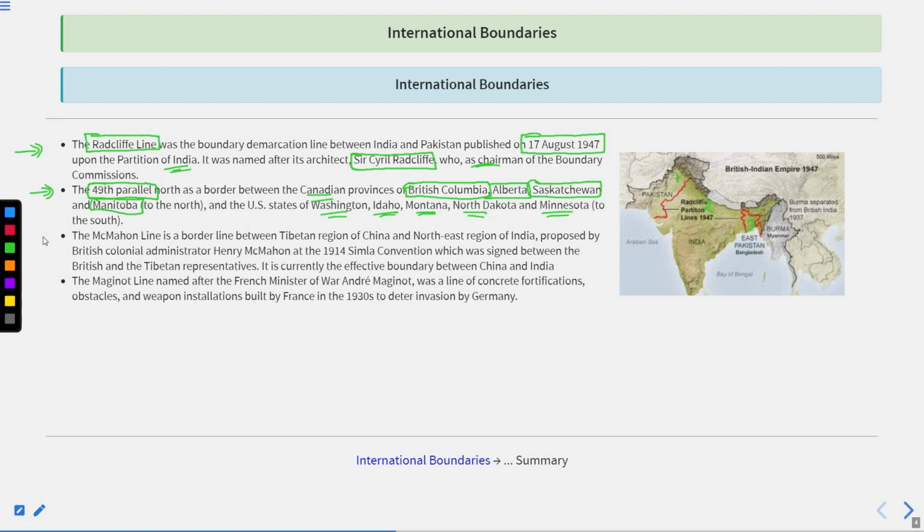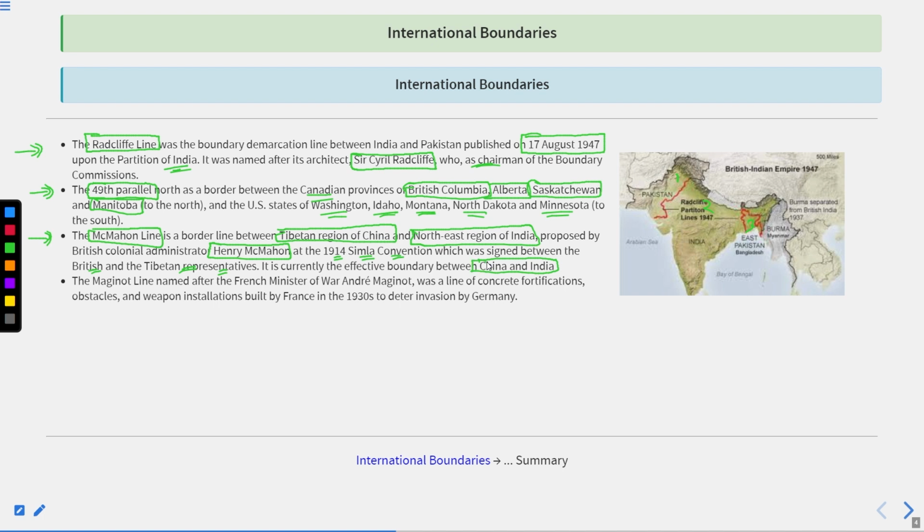All right. After this, we have the McMahon line. The McMahon line is actually the borderline between the Tibet region of China and the northeast region of India. Tibetan region of China and northeast region of India. It was proposed by the British colonial administrator Henry McMahon at the 1914 Shimla Convention, which was signed between the British and the Tibetan representatives. And now it is the currently effective boundary between India and China.